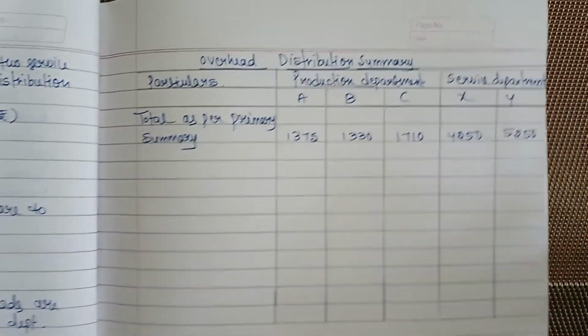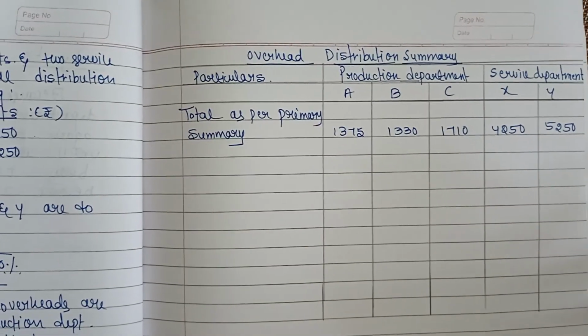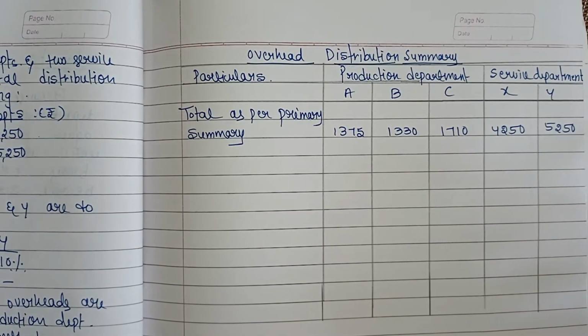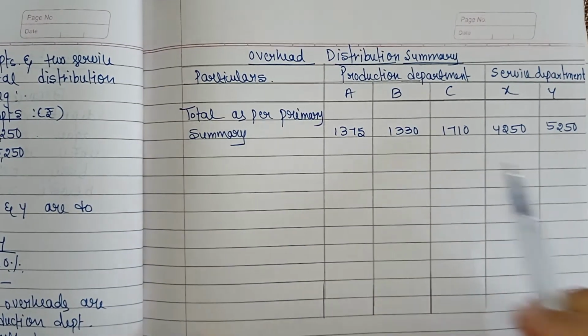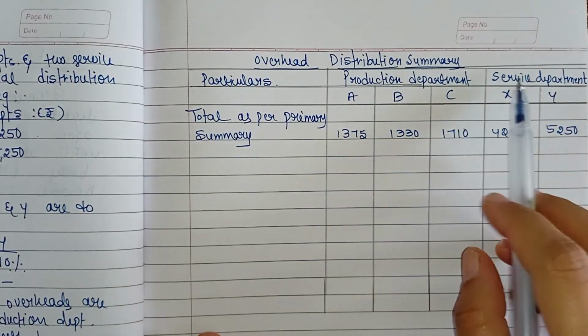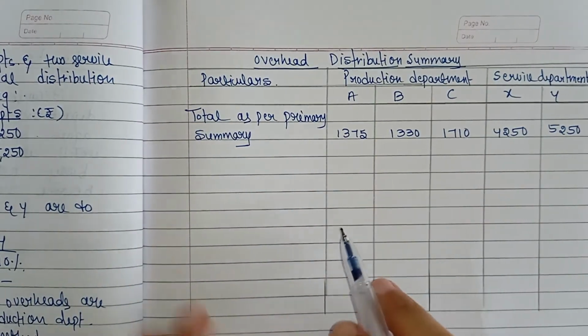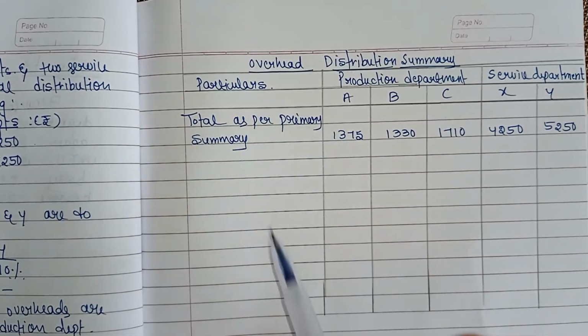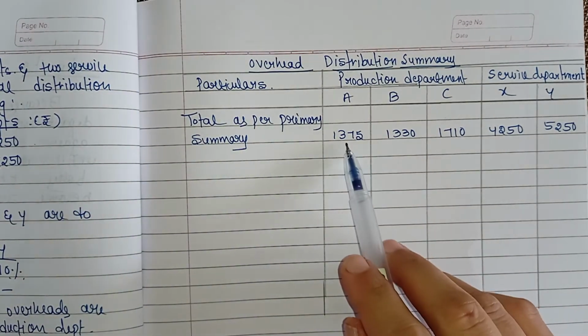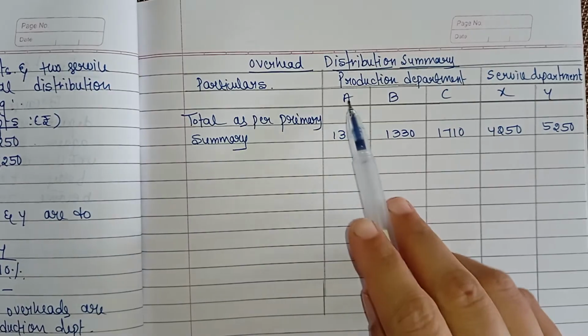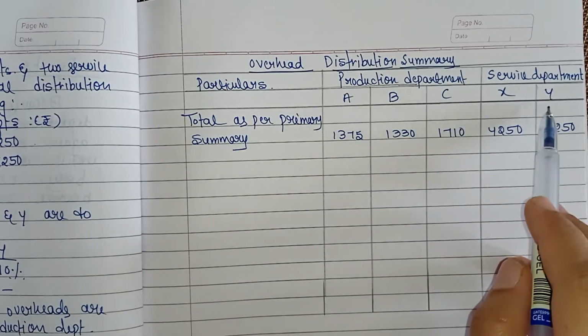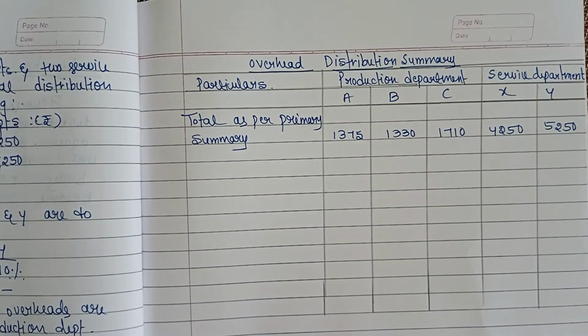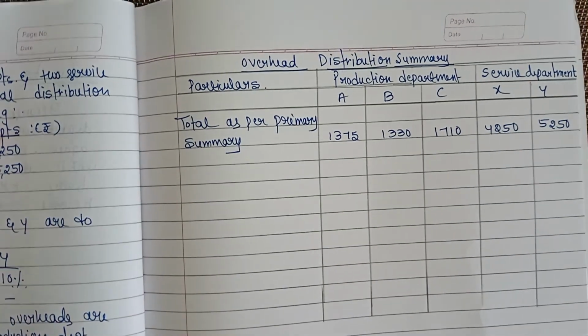Write down the overhead distribution summary. This is the format of the overhead distribution summary for the repeated distribution method. See the particulars: production departments A, B, C and service departments X and Y. First, we need to write the totals as per the primary summary, that is the overheads or expenses for A, B, C and for X and Y, the service departments. Now what do we have to do?